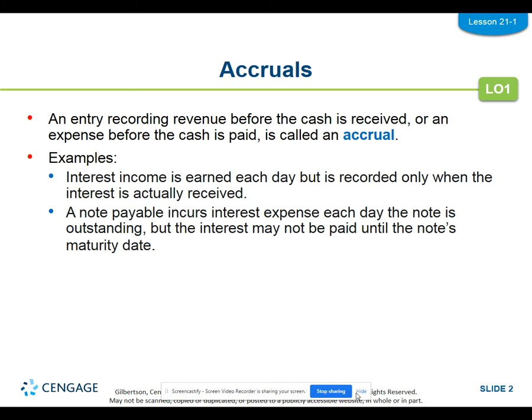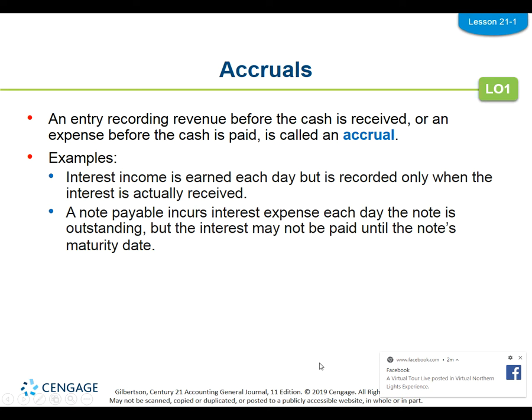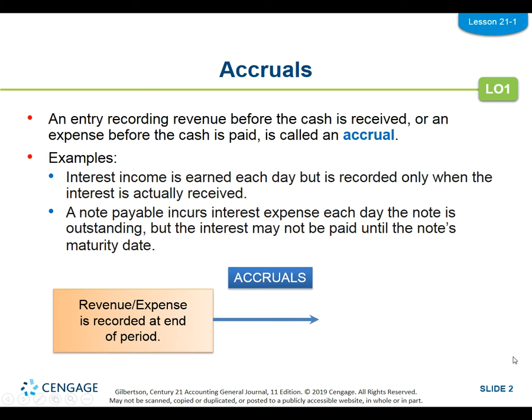And so you will record them as accruals or reverse them as we go through some of these other ones on here. And here are examples. You've got revenue or expenses recorded at the end of the period, and cash is received in a future period. That's an accrual.